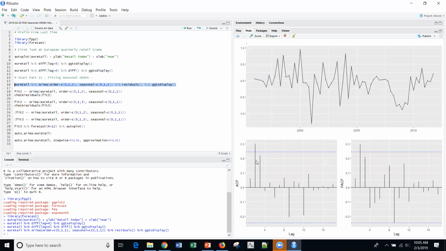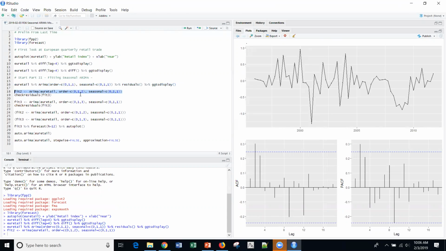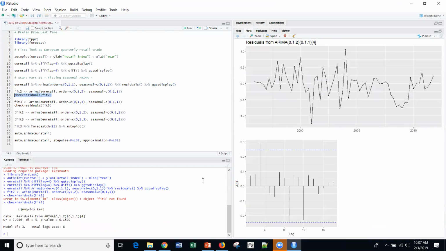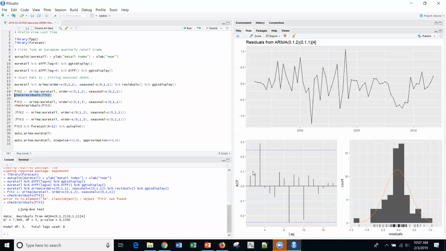So with that, we've got a spike at 2 in the ACF and also in the PACF as well. So let's try an ARIMA 012011, and then check the residuals. Check the residuals there. And this is what I get here.